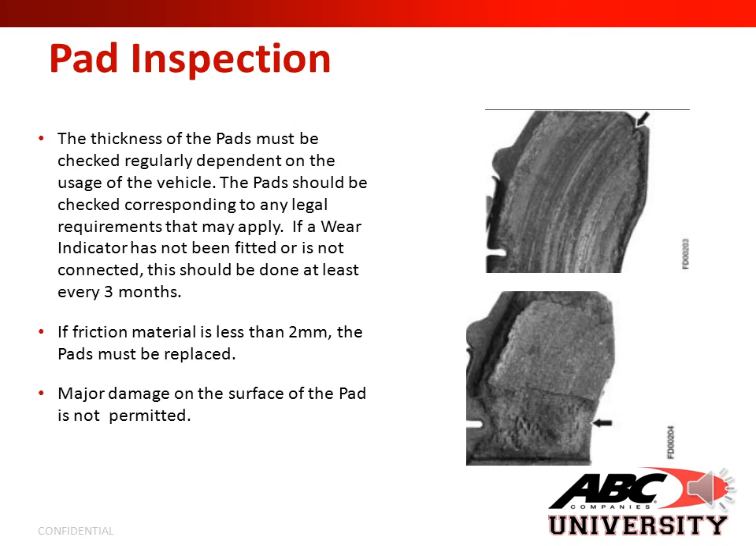Next, we'll go over pad inspection. The thickness of the pad must be checked regularly dependent on the usage of the vehicle. The pad should be checked corresponding to any legal requirements that may apply. If a wear indicator has not been fitted or it is not connected, this should be done at least every 3 months. If friction material is less than 2 millimeters, the pad must be replaced. Major damage on the surface of the pad is not permitted.